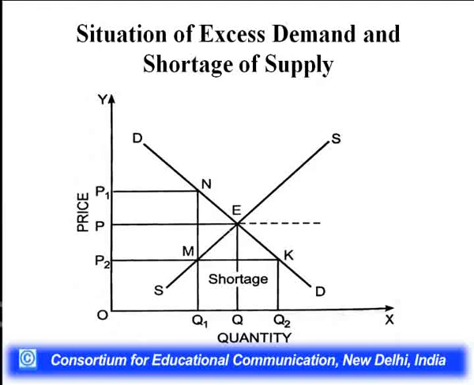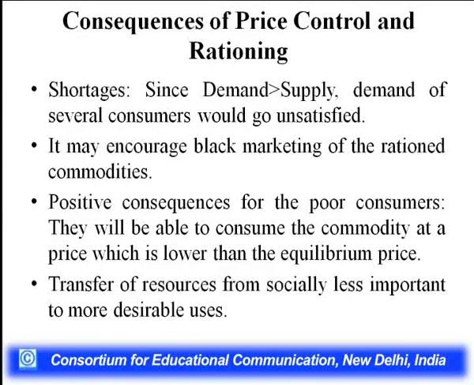Another important consequence of price control may be that transfer of resources from socially less important to more desirable uses may be promoted. Say, if there is a price ceiling and there is a shortage of supply in the market, it means that production of the commodity would be lesser than the equilibrium quantity. It means that some of the resources that would have otherwise been allocated for the production of this commodity, had the government not imposed the price ceiling, the resources so released from the production of this commodity may be allocated to the production of some more useful, more beneficial commodities, which is more desirable from the point of view of social welfare.